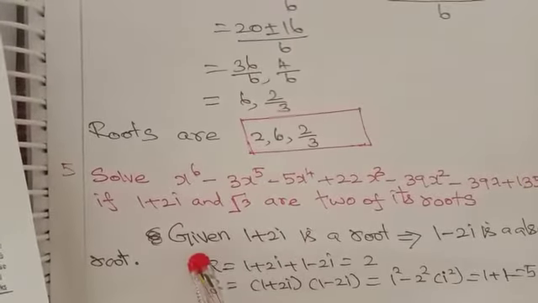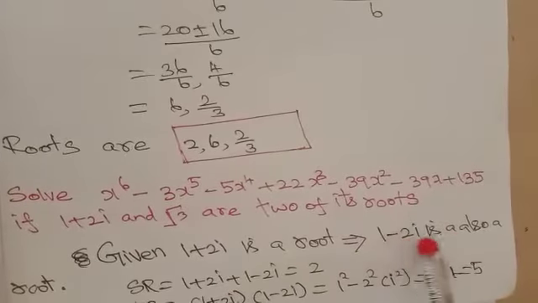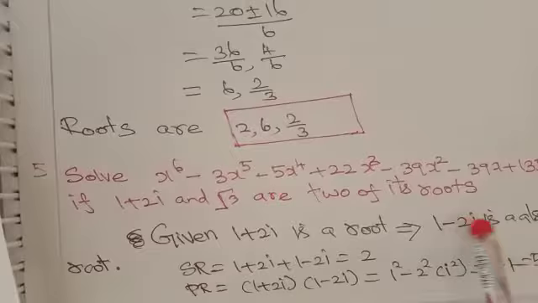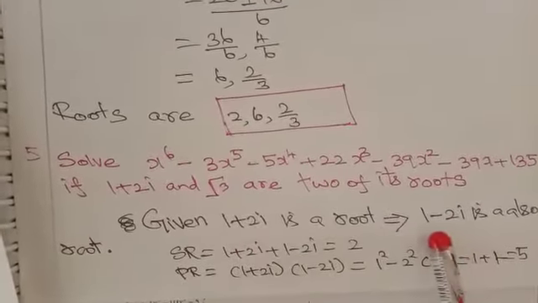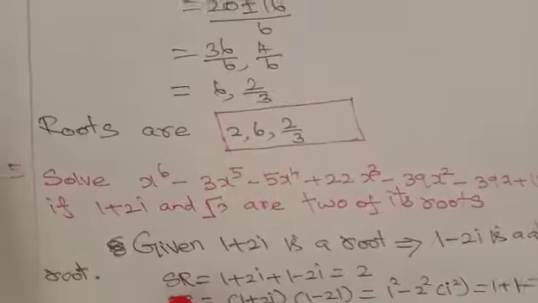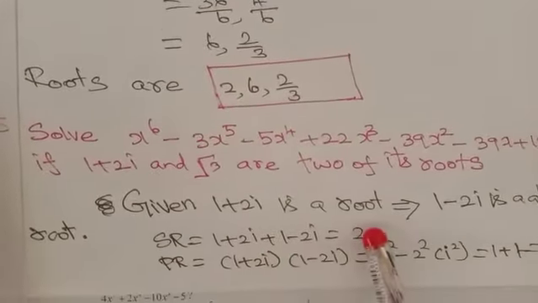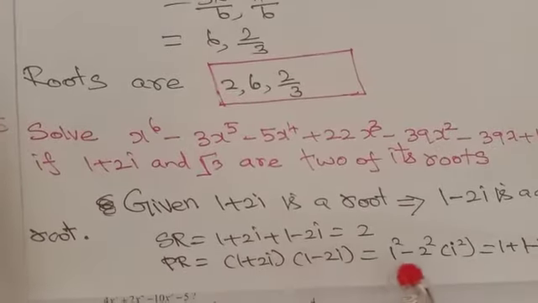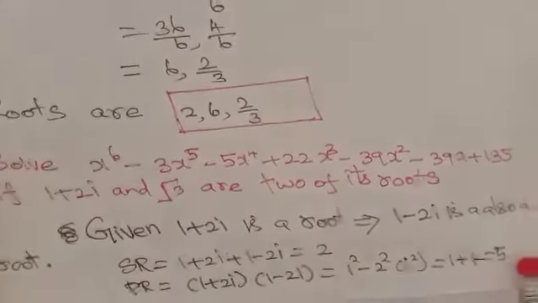So given 1 plus 2i is a root. That implies 1 minus 2i is also a root because complex roots occur in pairs. If 1 plus 2i is a root, automatically 1 minus 2i is a root. So what is the sum of the roots? 1 plus 2i plus 1 minus 2i equal to 2. Product of the roots 1 plus 2i into 1 minus 2i, that is a square minus b square. So we are getting 1 plus 4 equal to 5. Here i square is minus 1.